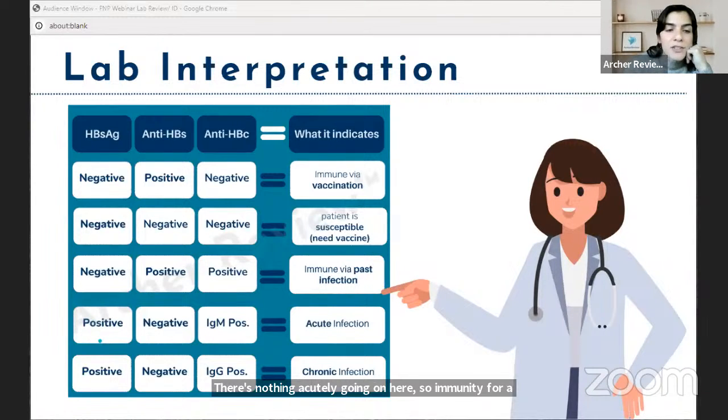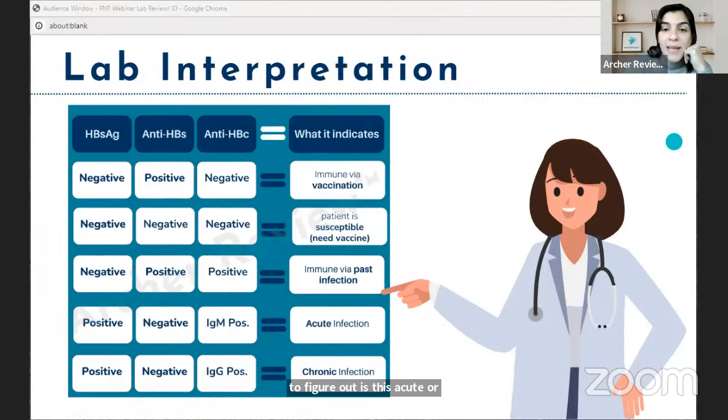And then if you have a patient with a positive surface antigen, something we want to figure out is: is there something acutely happening? Is this chronic? Is this in the past? We need to worry about it. With a positive surface antigen, the surface antibody is negative, so they are not protected yet. You want to check that core antibody, which is probably going to be positive. Once you check that, you can order your IgM and IgG to figure out if this is acute or chronic.